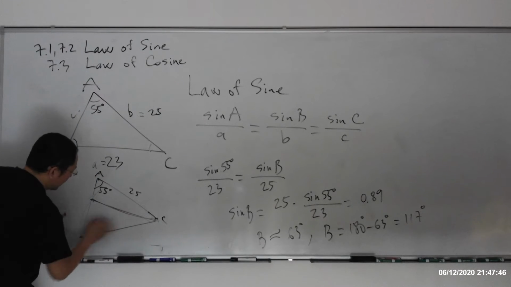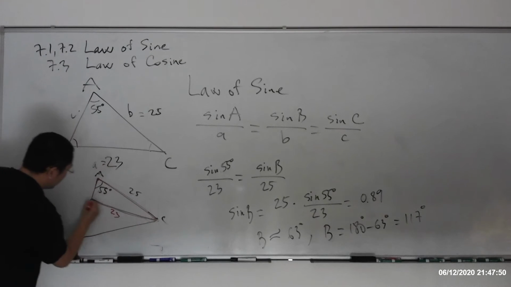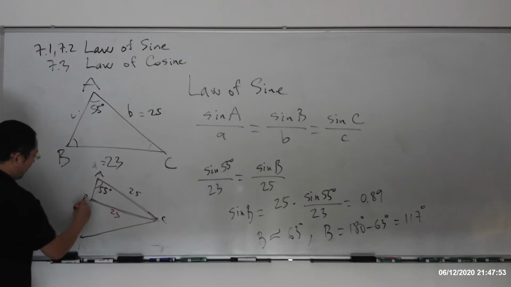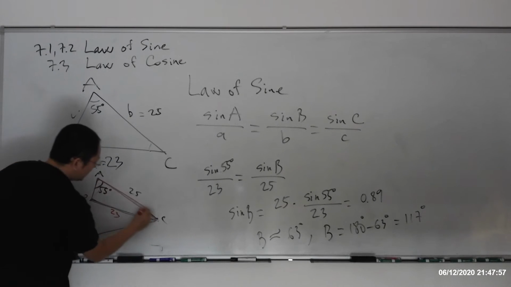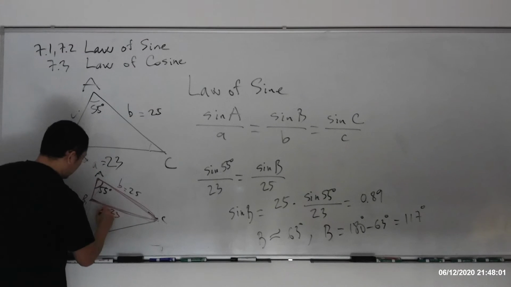23, upside down, 23. This triangle right here, this is B, first B called B1, has angle A equals 55 degrees. The length AC, which is B here, equals 25. And the length A right here is 23.